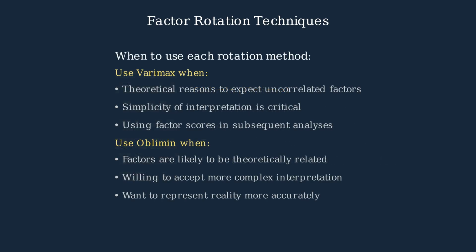Your choice between these rotation methods should be guided by theory and research context. Use Varimax when you expect factors to be uncorrelated and Oblimin when relationships between factors are likely. Remember that rotation changes how we interpret the factors, but it doesn't affect the total variance explained or the communalities of the variables. It simply redistributes the variance to achieve a more interpretable solution.